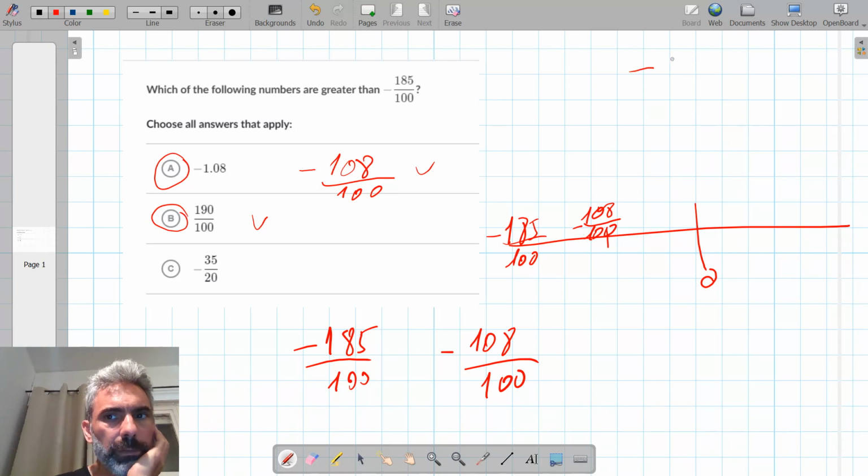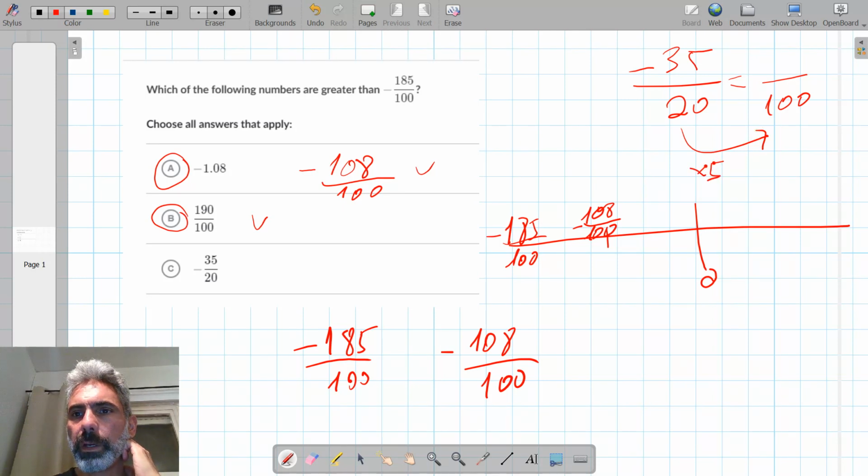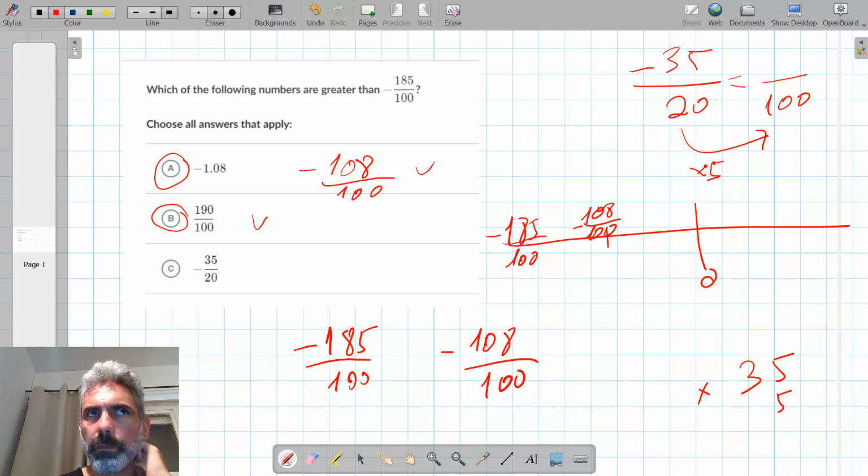And minus 35 over 20, if I need to convert it to a fraction with 100 in the denominator, I multiply 20 by 5. 35 multiplied by 5, 30 times 5 is 150. 5 times 5 is 25, so it's minus 175 hundredths.